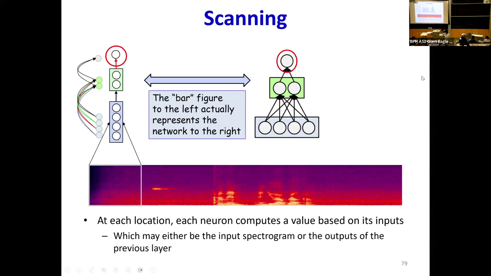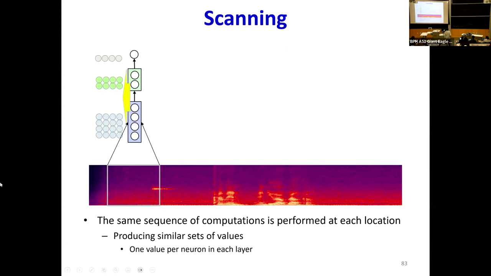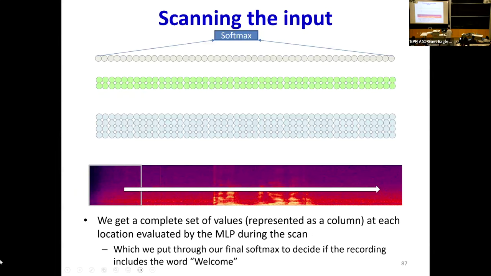So at each position, all of those seven terms are going to be computed. The four first layer terms, the two second layer terms, and the one third layer term. And so when you scan, we would be computing this value at each position that we scan. And then the set of final layer values are going to be passed through the softmax. This is the complete set of operations, right?